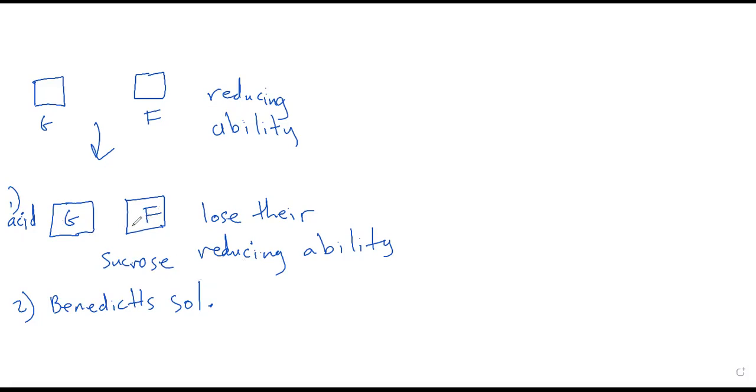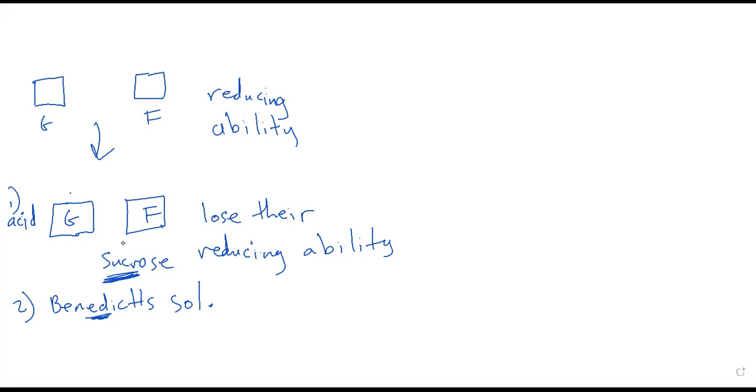Because the glucose and fructose are now reducing sugars, the Benedict's solution will be able to test it. Right. Because now we have two reducing sugars present. So you start out with a non-reducing sugar, which is sucrose. But by the time you add the Benedict's solution, you have two reducing sugars present. All right. So now you can explain your food test.